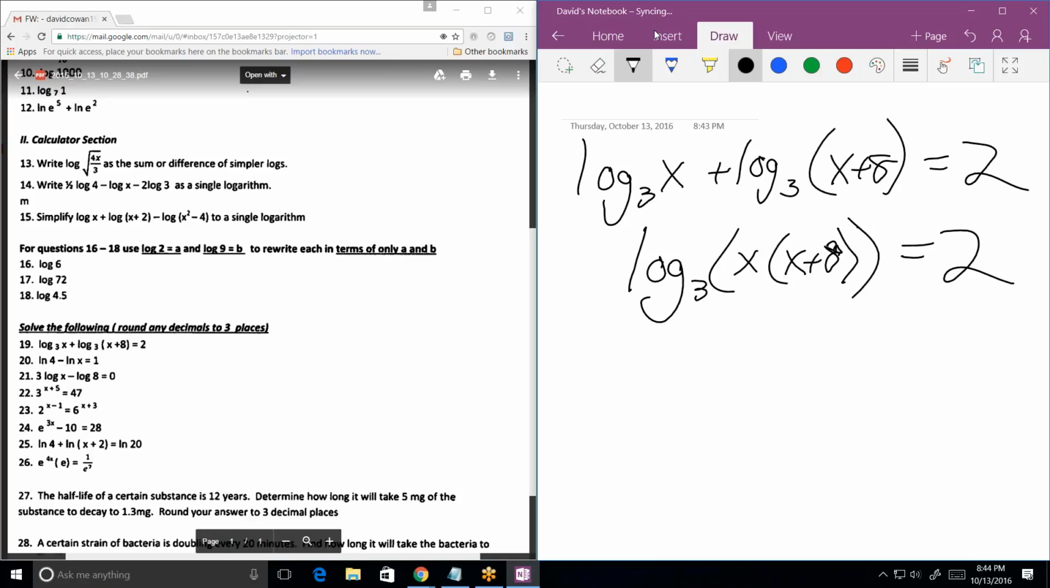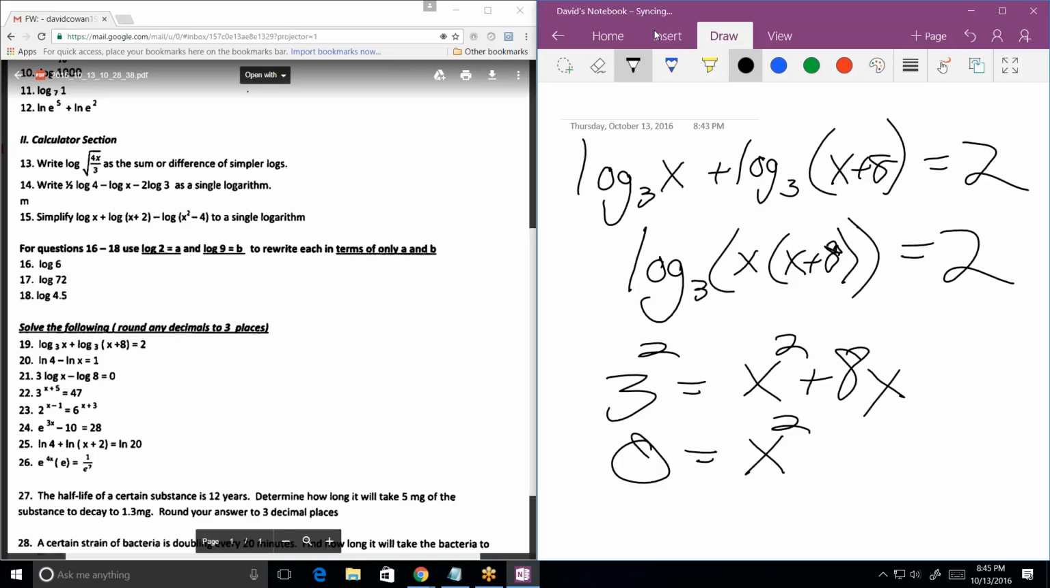Now turn it into exponential. Would you want to compress x times x plus 8 or no? Not yet. Well, I guess you could. We'll eventually do that, but turn it into exponential first. So it'd be 3 squared equals x squared plus 8x. Yeah, now we'll do that. This is one case where you do want to multiply it together. So now it's going to be a quadratic.